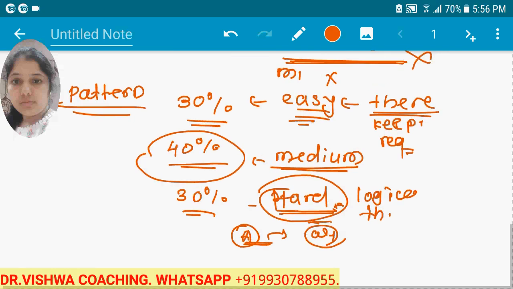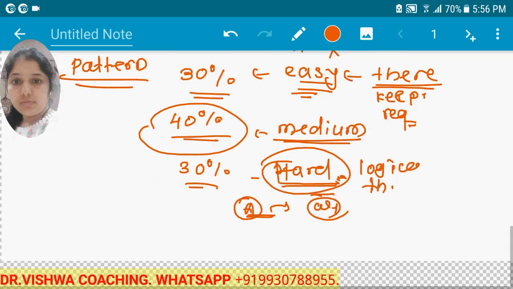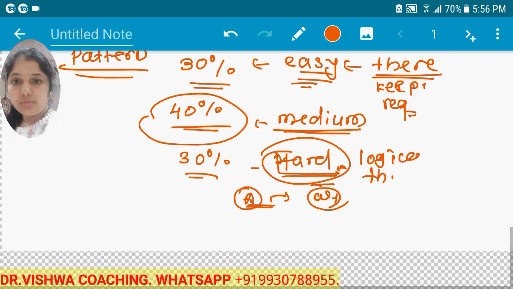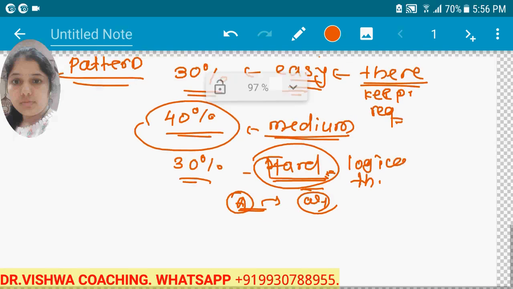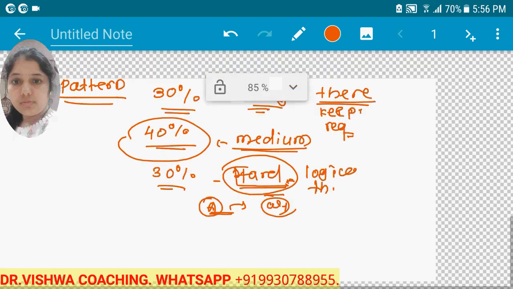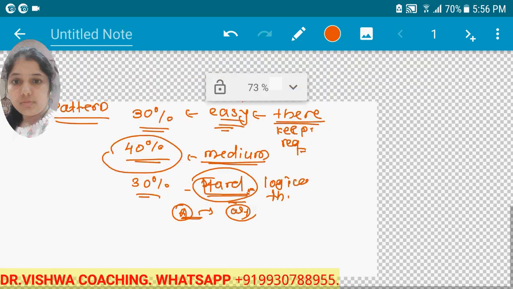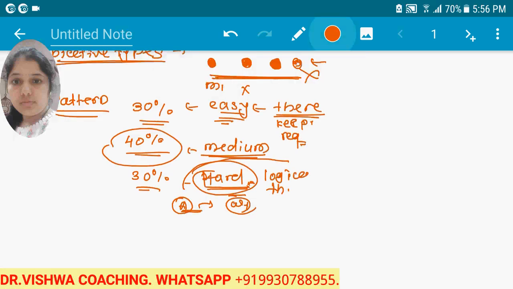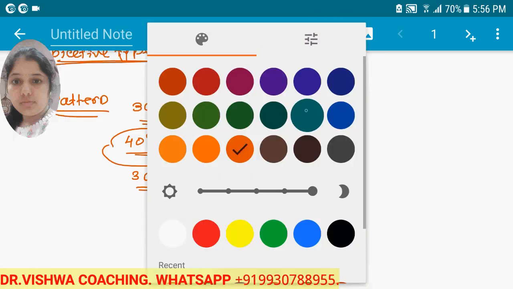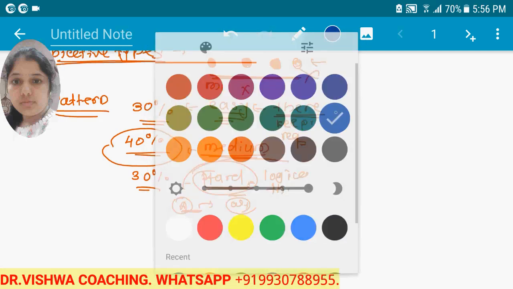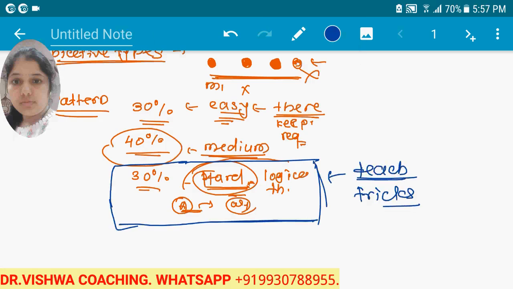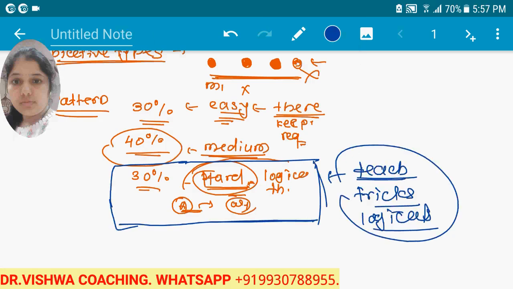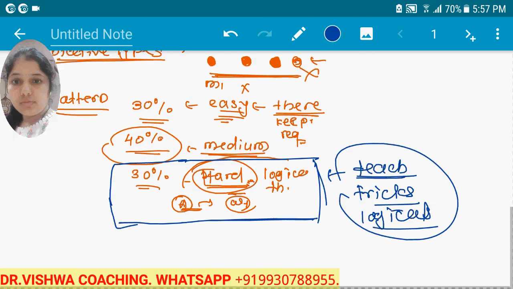Okay, so this is the pattern of questions, how they came. Easy questions are there, medium questions are there, hard questions are there, and we have to improve on this side, the hard questions. We will teach them how to crack those hard questions. There are some tricks, there are some logics which they have to use to solve these questions. Okay, so this is the paper pattern.